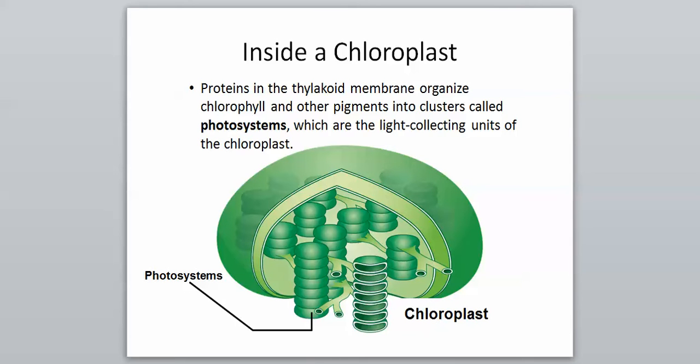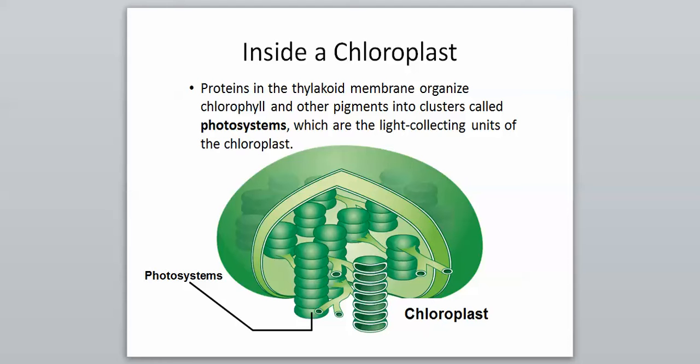Breaking it down even more, proteins in the thylakoid membrane organize chlorophyll and other pigments into clusters called photosystems, which are the light-collecting units of the chloroplast. If we take one individual thylakoid and slice it open inside its membrane, remember a membrane is something that just wraps around the outside, we are going to find what are called photosystems. So photosystems lie inside a thylakoid, and a bunch of thylakoids make up a granum, which all make up the chloroplast.